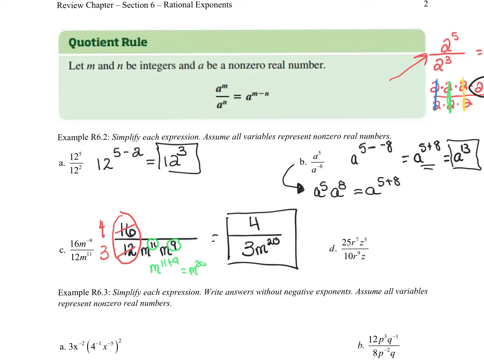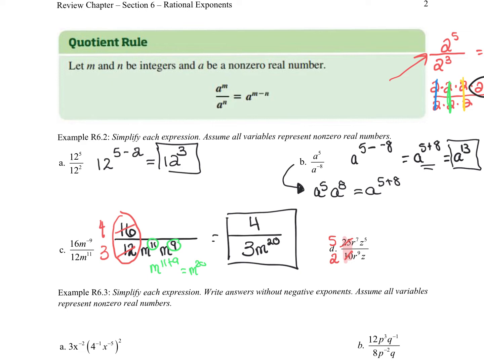Okay, I'm going to do my numbers first on the next one. Try a highlighter instead. Do my numbers first. So 25 and 10 both have a 5 in common. 5 goes into 25 5 times. 5 goes into 10 2 times. So I know I'm going to have a 5 and a 2.